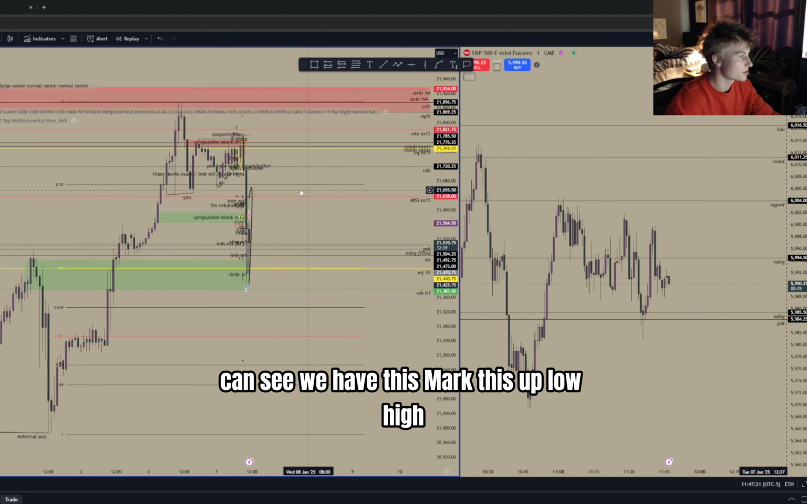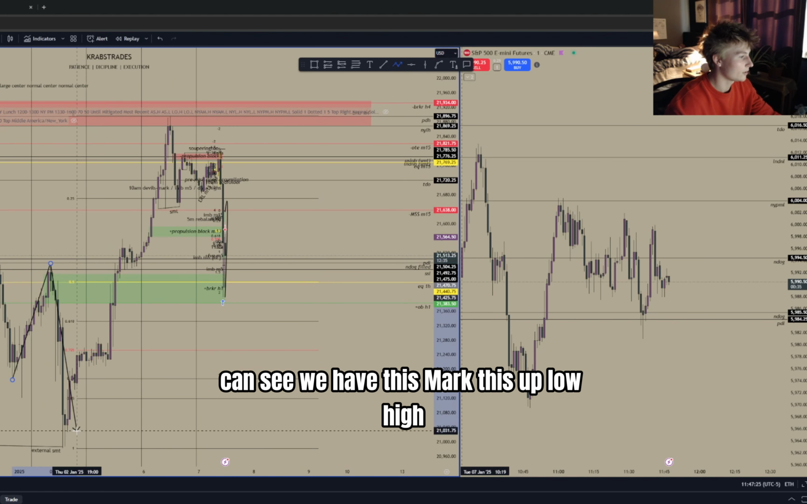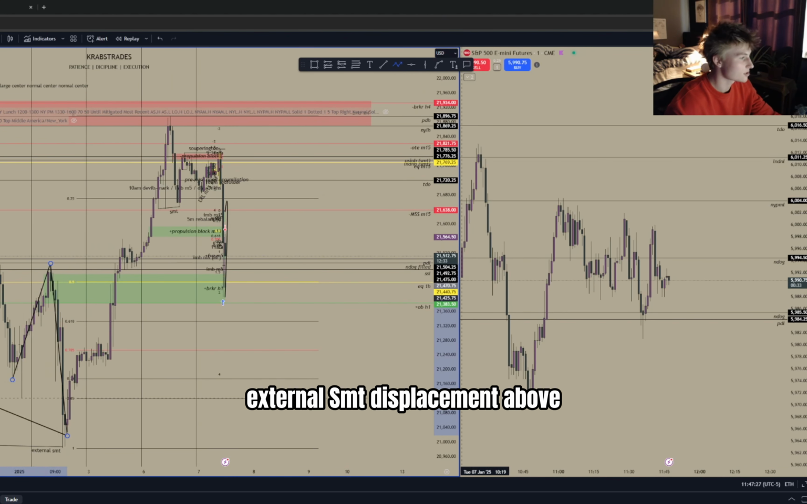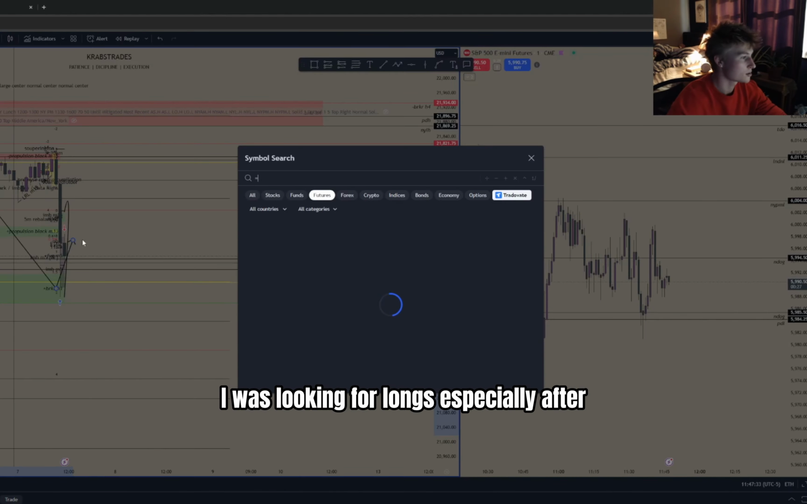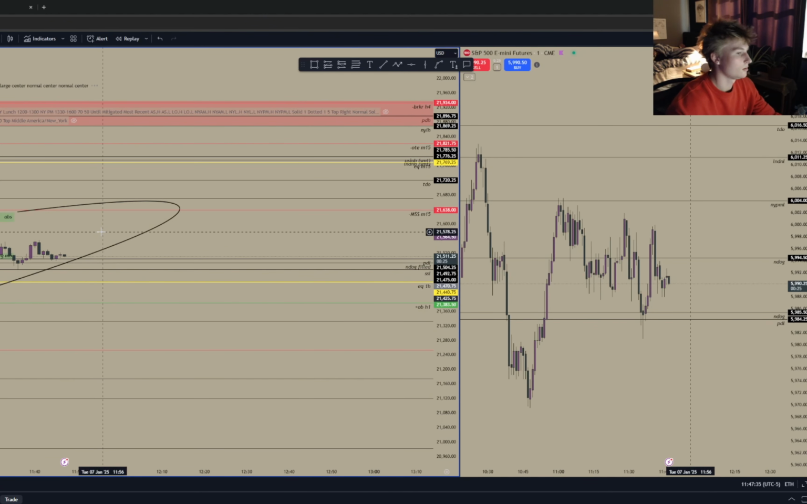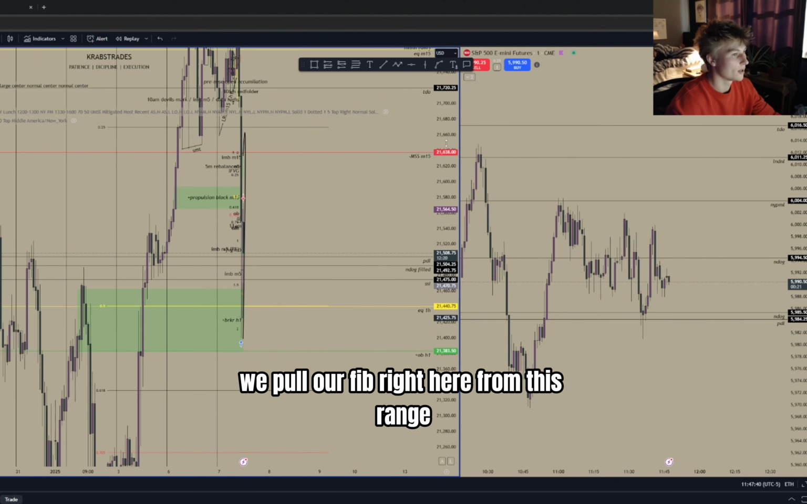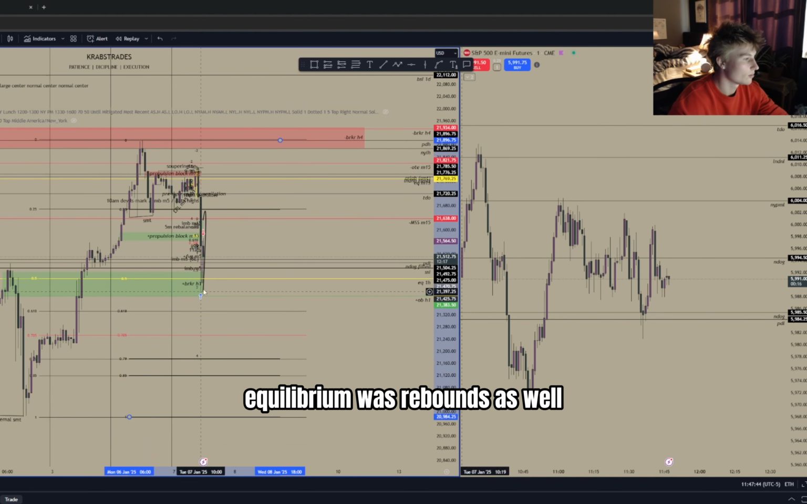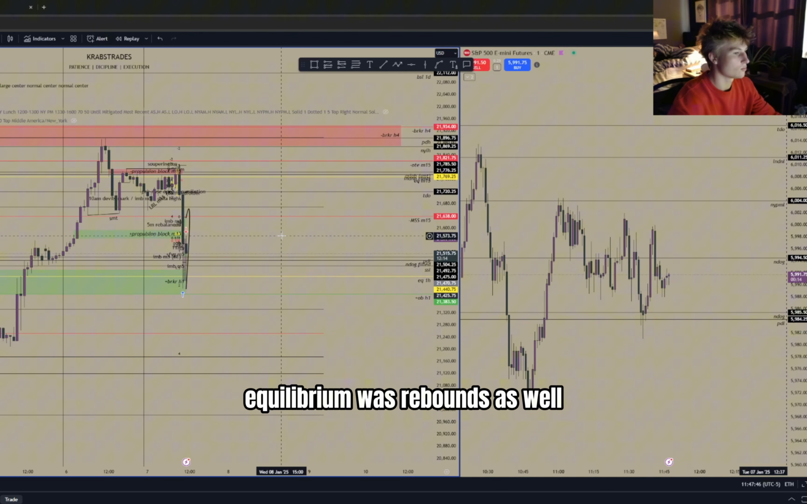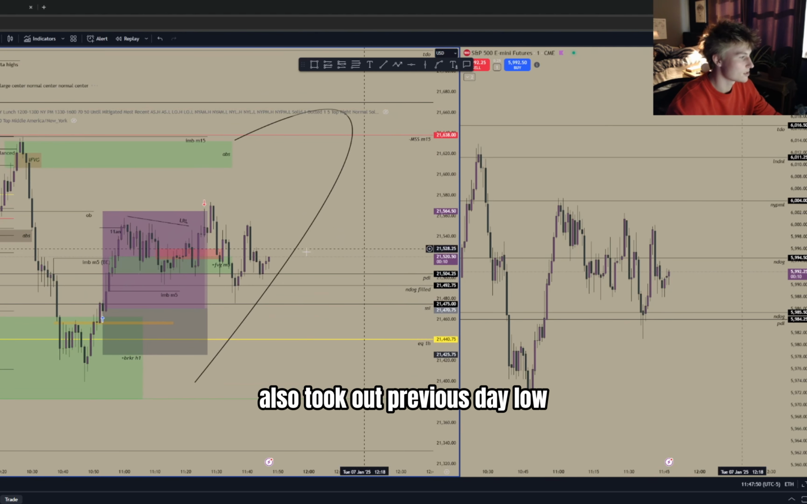You can see we have this, let me mark this up: low, high, lower low, took out liquidity, external SMT, displacement above. Once we started to wick back into the zone, I was looking for longs, especially after equilibrium of the hourly range was rebalanced. If we pull our fib right here from this range, equilibrium was rebalanced, as well as we filled in that new day open gap, also took out previous day low.